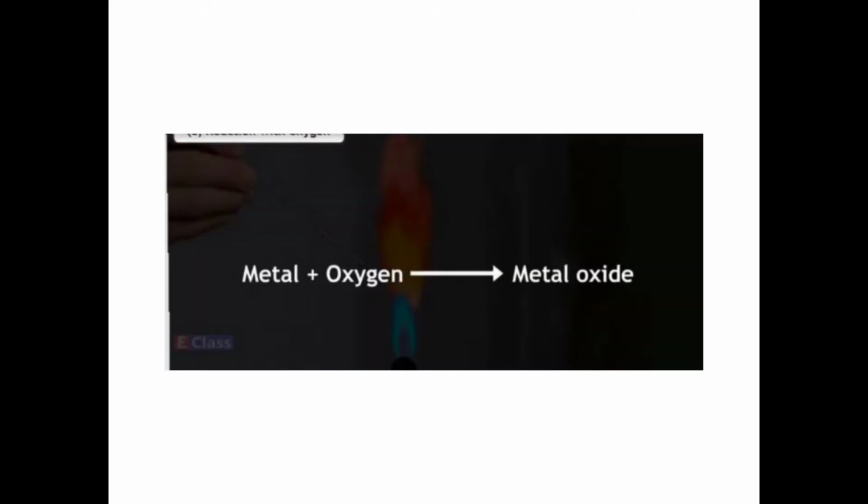Second property we are going to study is the reaction with oxygen. Children, all the metals combine with oxygen to form their oxide. Means metal plus oxygen gives you metal oxide. Now this metal oxide, children, is basic in nature. So it reacts with acid and forms salt and water.